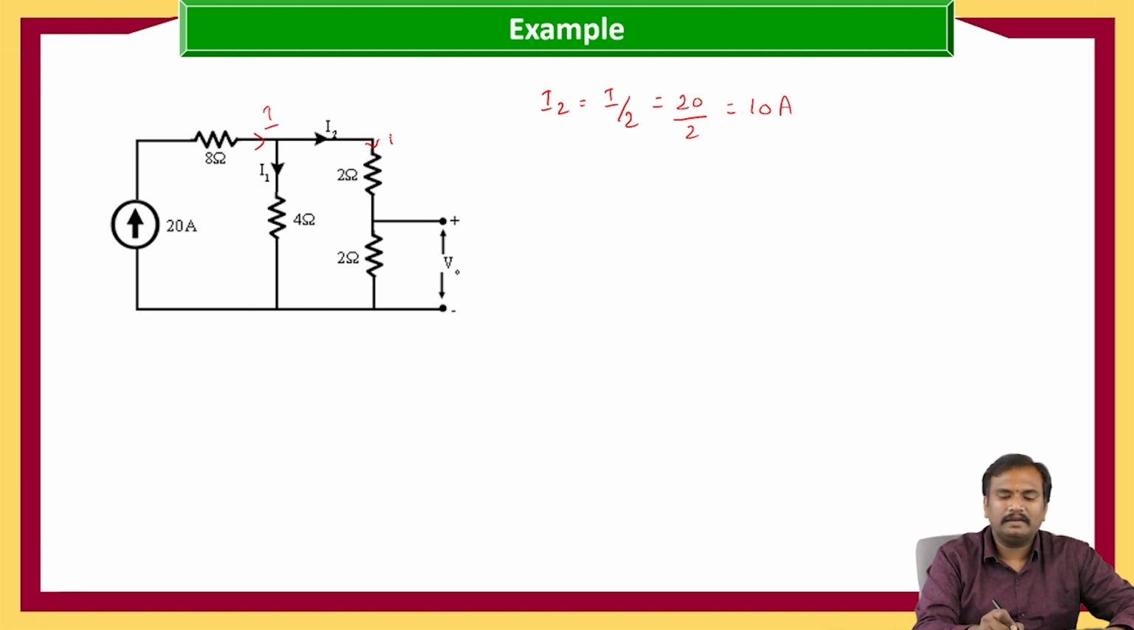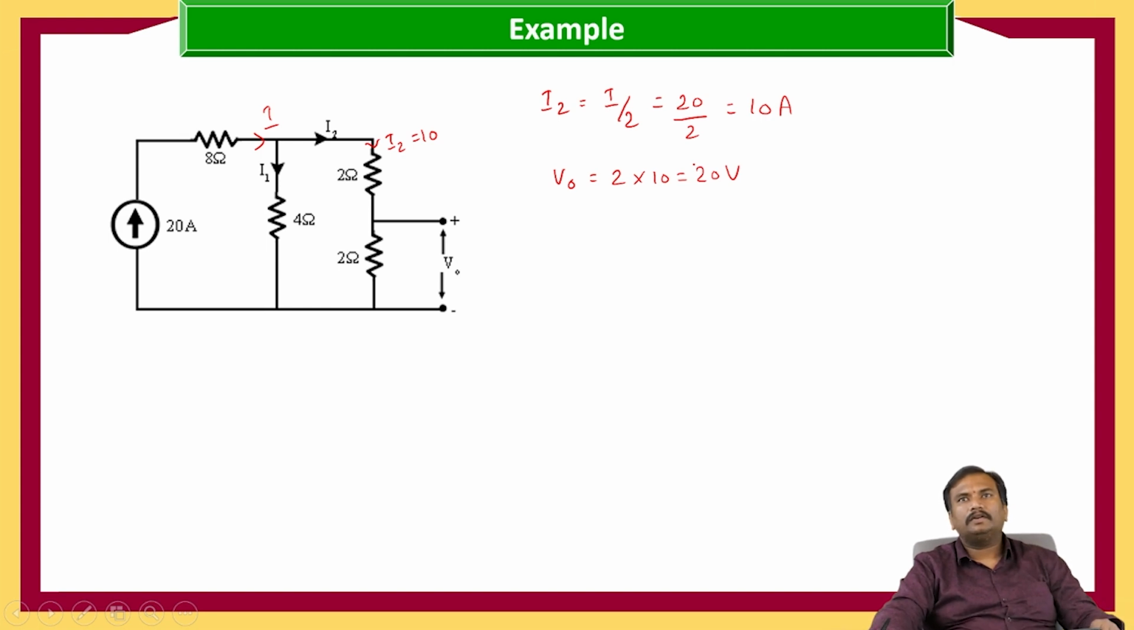Now we got the current here as 10 amperes, where V naught is equal to 2 into 10, which is equal to 20 volts. Now we got the V naught value as 20 volts. This is when the current source is at the normal position. Now we are going to interchange the positions of the current source and the response.